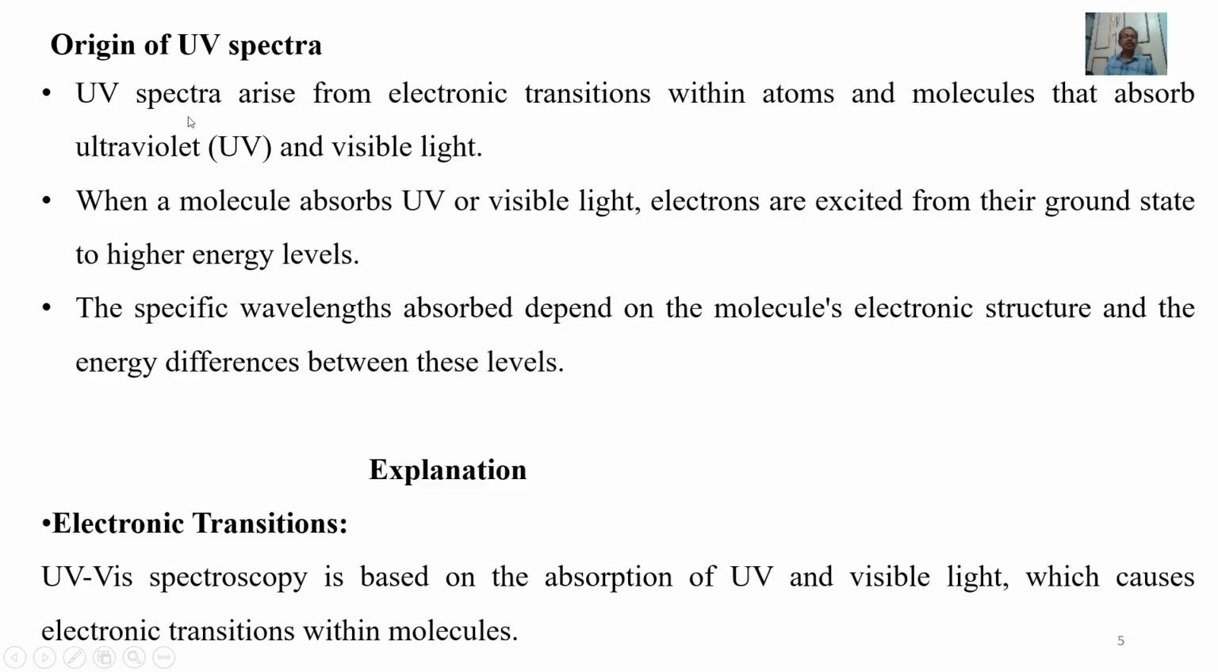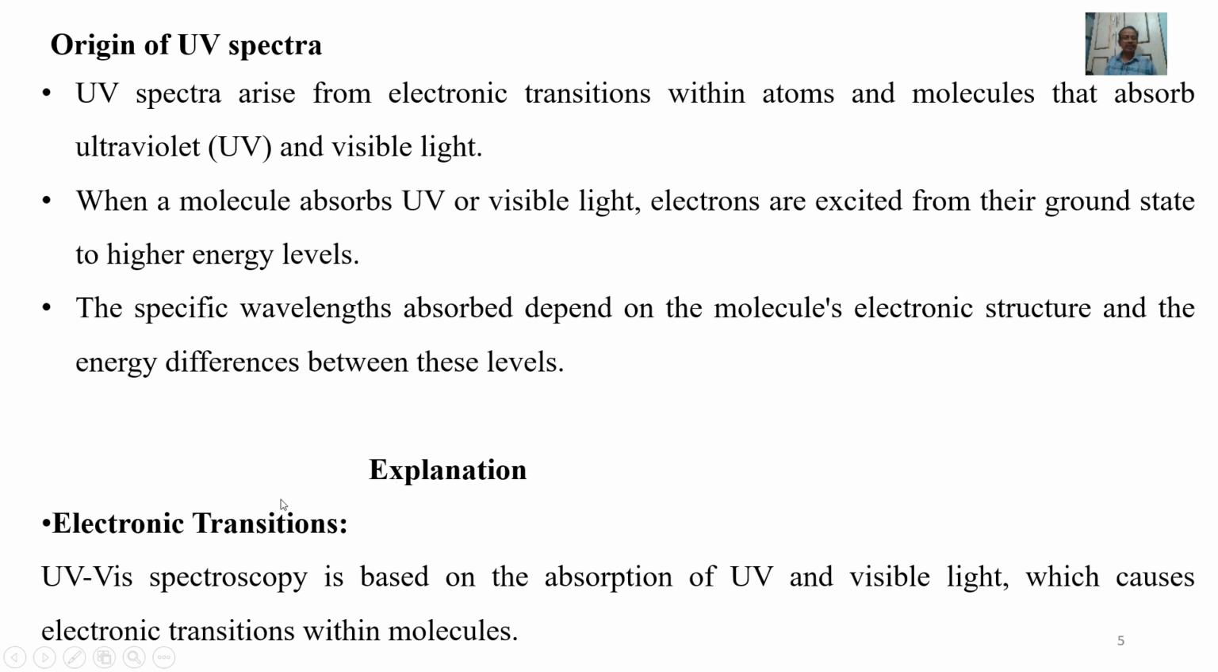UV spectra arise from electronic transitions within atoms and molecules that absorb ultraviolet and visible light. When a molecule absorbs UV or visible light, electrons are excited from their ground state to higher energy states. The specific wavelengths absorbed depend on the molecule's electronic structure and the energy differences between these levels.